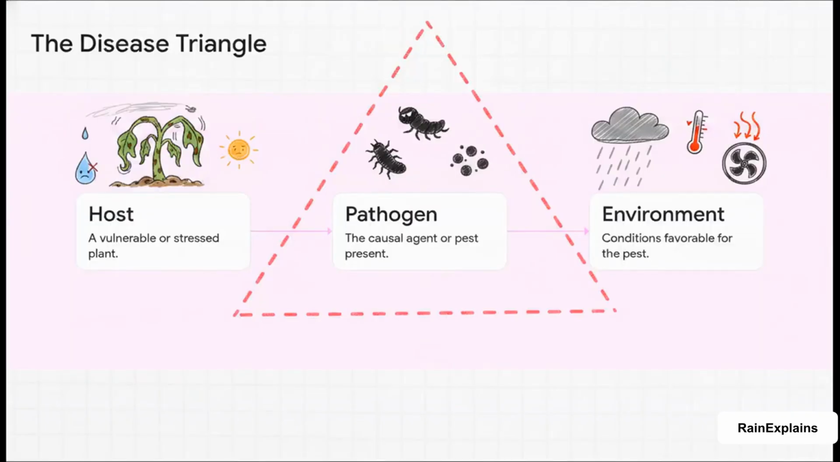And this brings us to one of the single most powerful concepts in plant health, the disease triangle. For any successful attack to happen, 3 things must be present at the exact same time. First, you need a susceptible host, so a plant that is already vulnerable or stressed. Second, you obviously need the actual pathogen or pest to be physically present. And third, you need a favorable environment. Things like high humidity, poor airflow, or incorrect temperatures that basically act as an all-you-can-eat buffet and breeding ground for the pest.